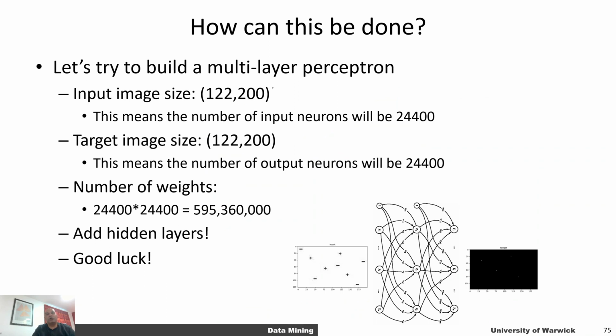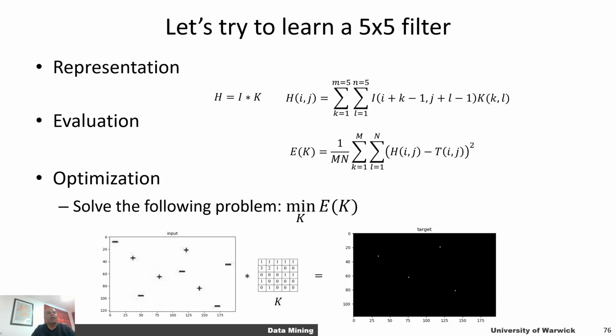If we try to solve this problem using a multilayer perceptron, let's say the input image size in this case is 122 by 200, and so the number of inputs, if we use a fully connected neural network, is going to be 24400. The target image, in which we have the locations of the pluses as single white pixels and everything else black, also has a pretty large number of dimensions. So the number of weights that we are going to end up with is going to be huge. And if you add hidden layers on top of that, then good luck. It's going to be very difficult to train a fully connected neural network to do this.